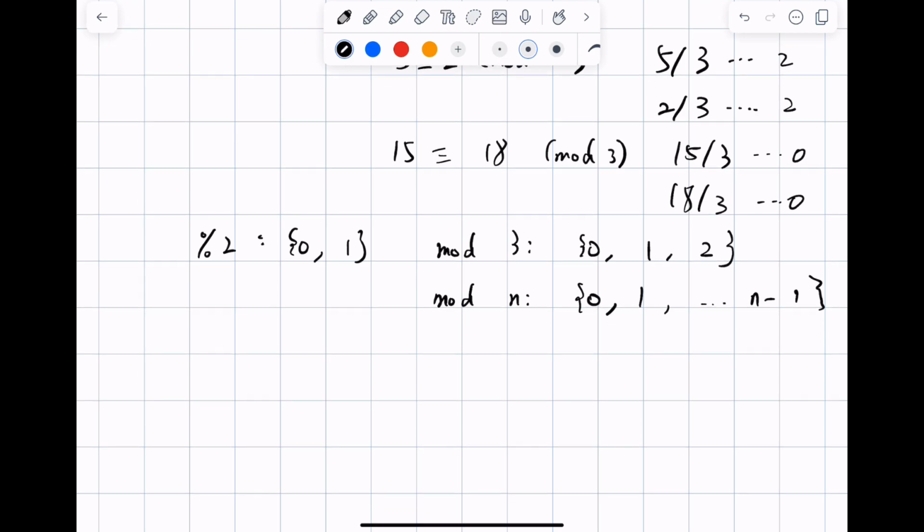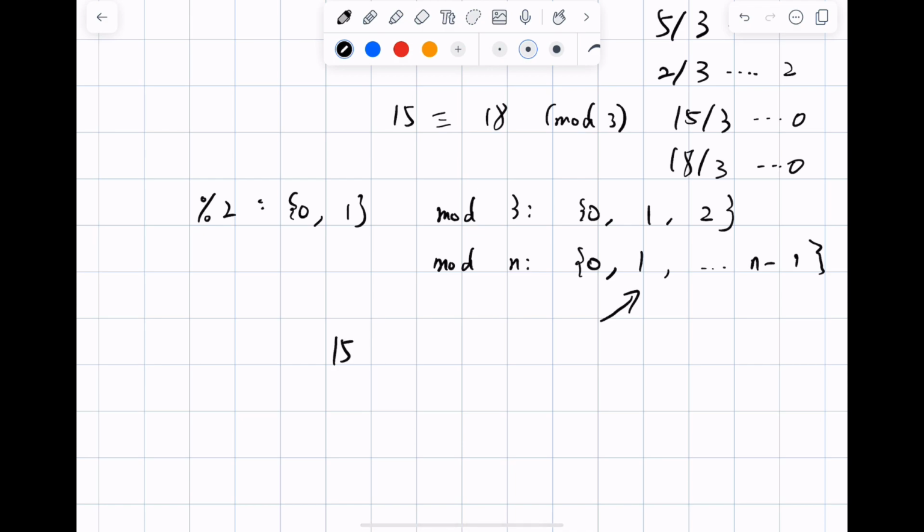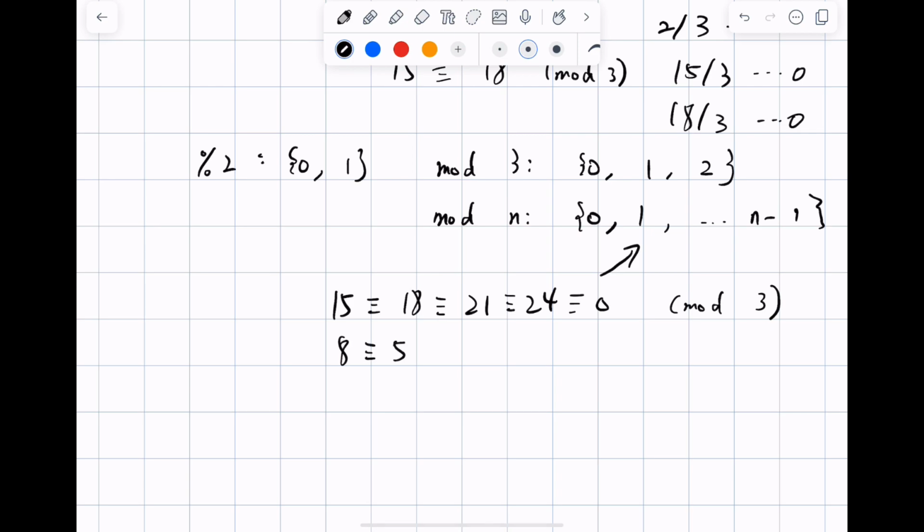So this actually means when you consider mod n, every integer is congruent to one of these. For example, 15 is congruent to 18, congruent to 21, congruent to 24, congruent to 0 mod 3. Another example is that 5 is congruent to 2 mod 3. So every integer is congruent to one of these values when you're considering mod n.